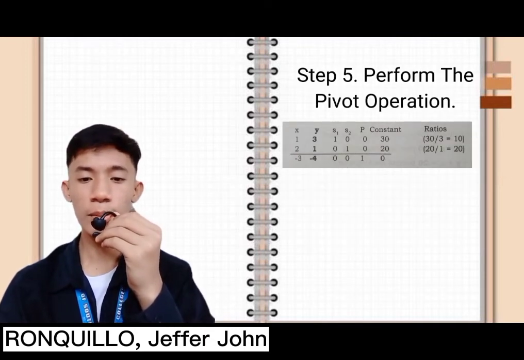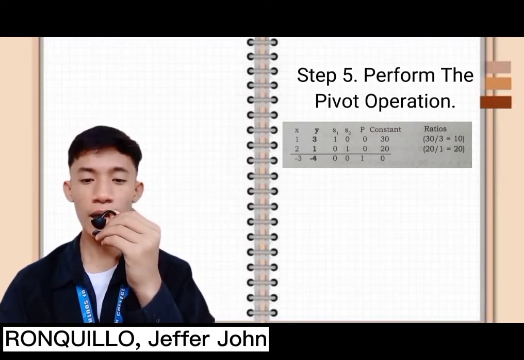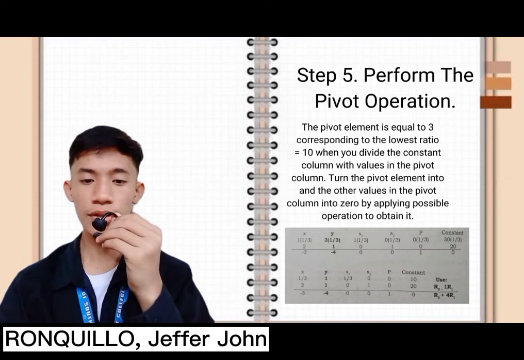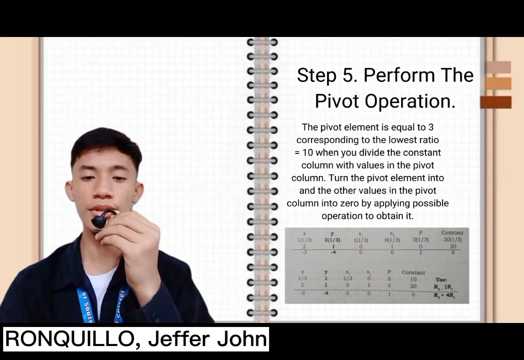Step 5, perform the pivot operation. Perform the pivot operation on the pivot element. After the pivot operation has been completed, write down the basic feasible solution. The pivot element is equal to 3, corresponding to the lowest ratio of 10. When you divide the constant column by the values in the pivot column, turn the pivot element into 1 and the other values in the pivot column into 0 by applying row operations.